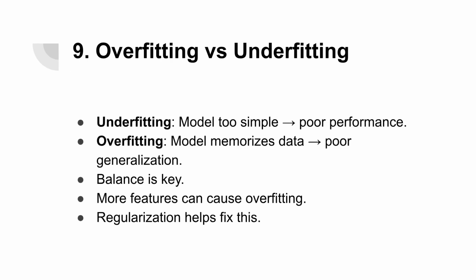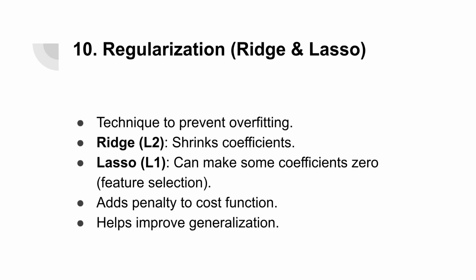Underfitting occurs when the model is too simple, leading to poor performance. Overfitting happens when the model memorizes the data, resulting in poor generalization. Achieving a balance is key, often addressed through regularization.